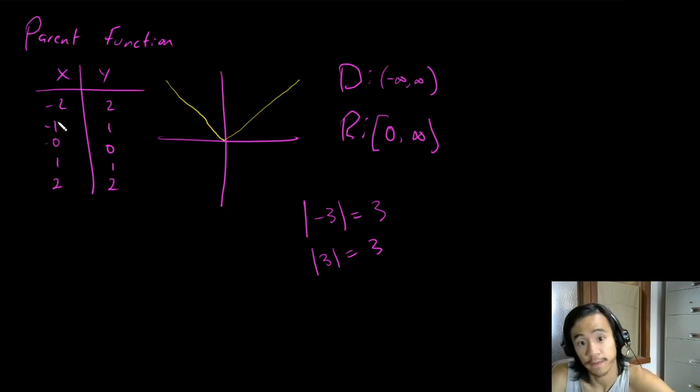All right, so here's the parent function. This is a table. This is what it looks like, and then the domain and range is here. So if you want, you can pause the video and write this down if you haven't already. I'm going to go ahead and do a couple examples, and then that's going to be the whole video.